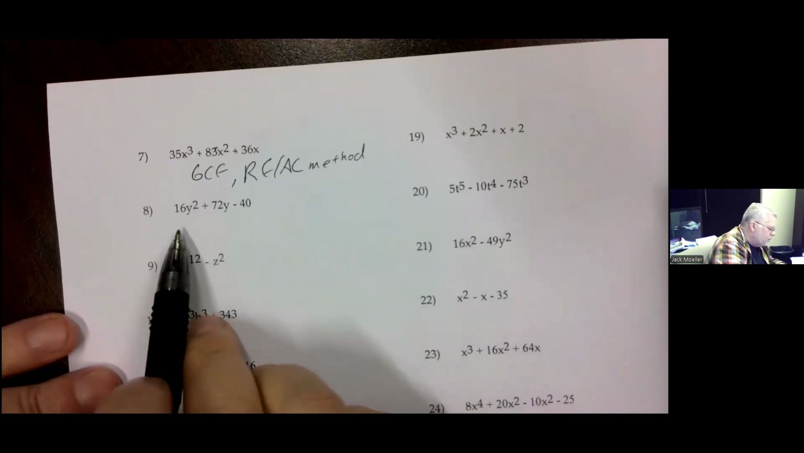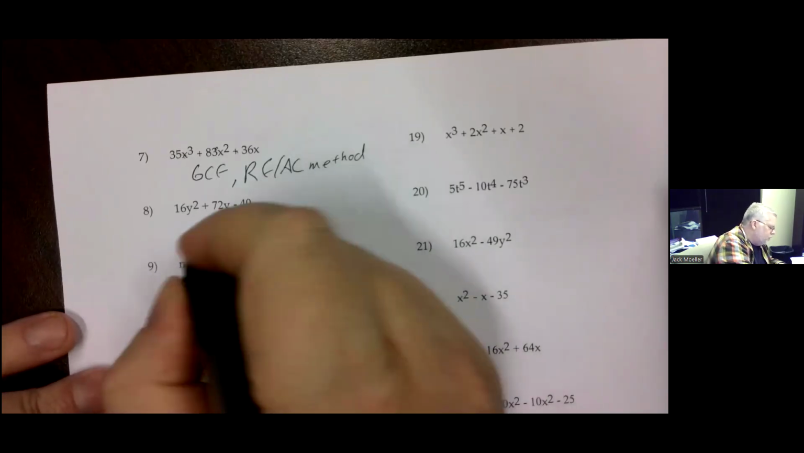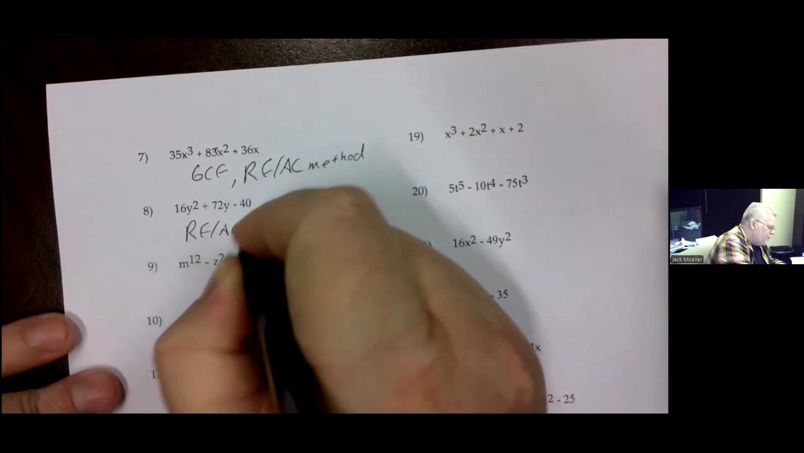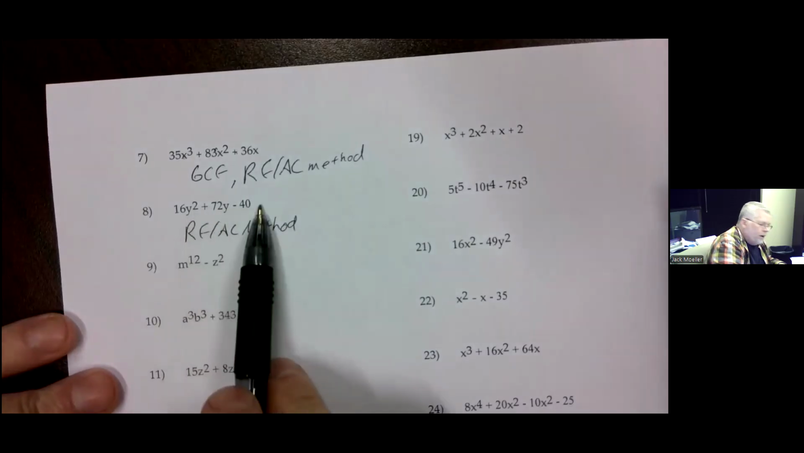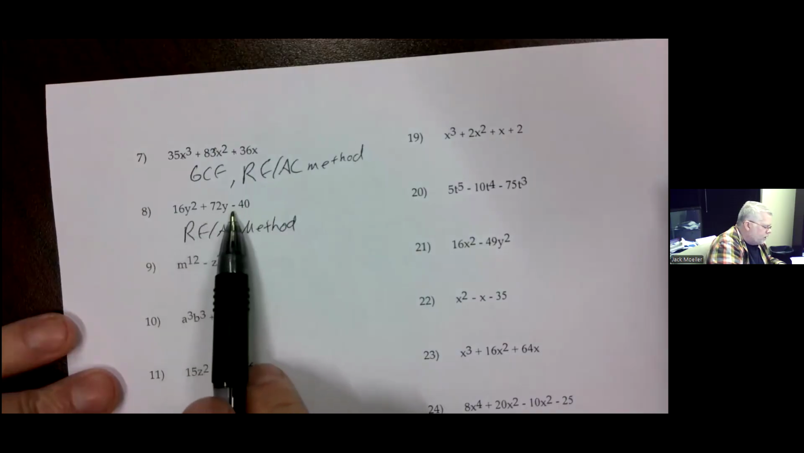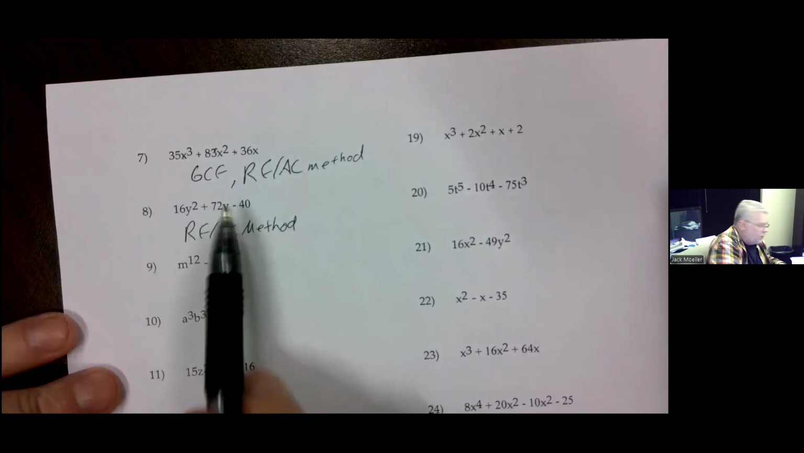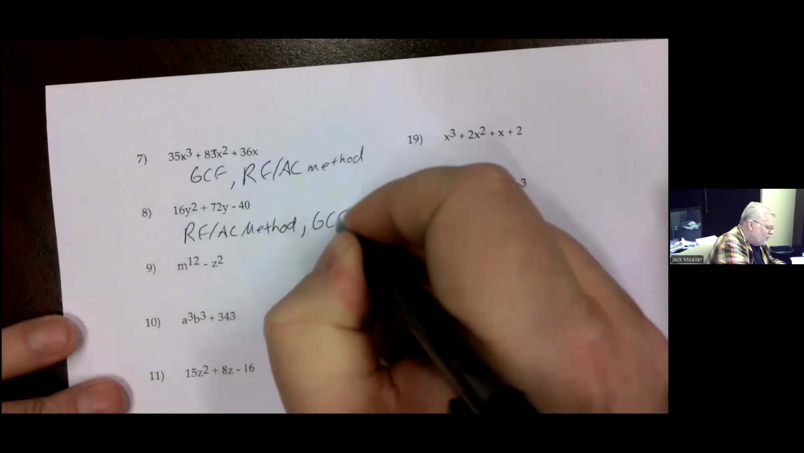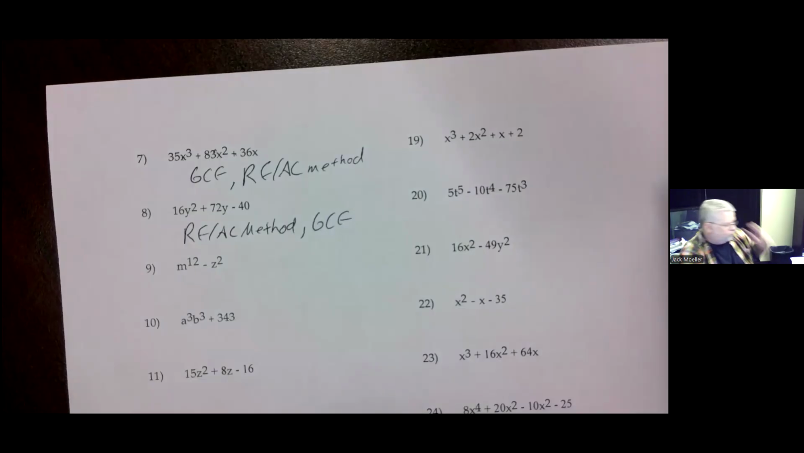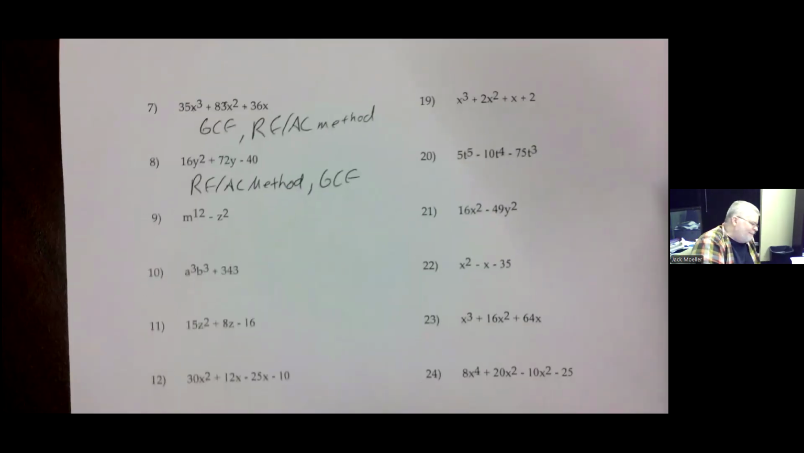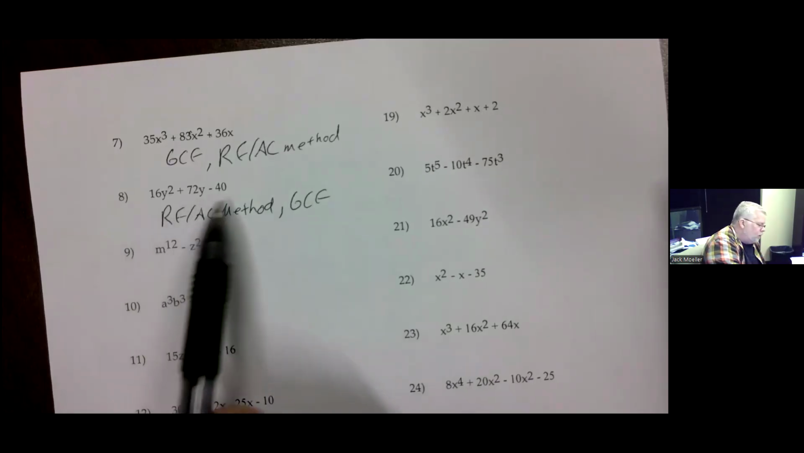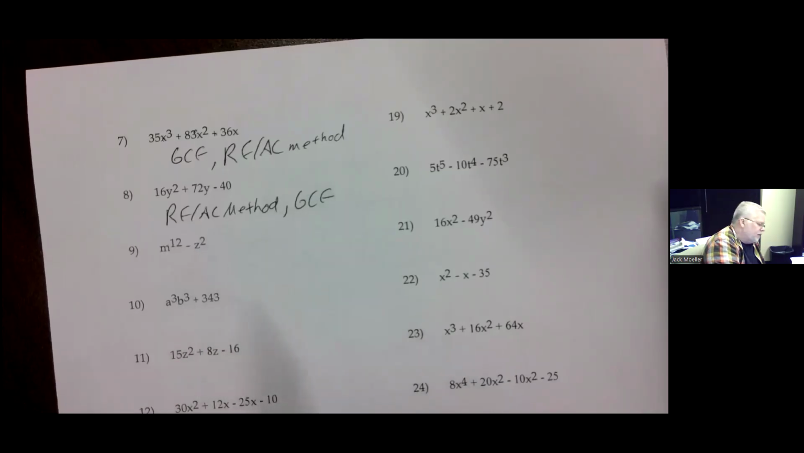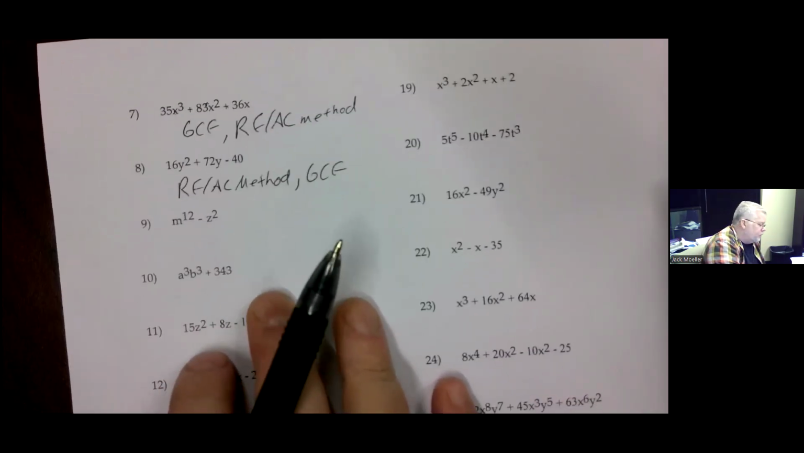So what about 8? Well, it's 3 terms, so it could be reverse FOIL or AC method. Is that it? Well, there's no Y in all of them, so there's not a GCF there. Now the numbers are a bit big, so look at this, and the first thing I see is they're all even. Since they're all even, we know at least 2 can go in there, so there's definitely a GCF. The 2 techniques we're going to use the most this semester are our trinomial methods and GCF, so we're going to get quite a few examples on those.